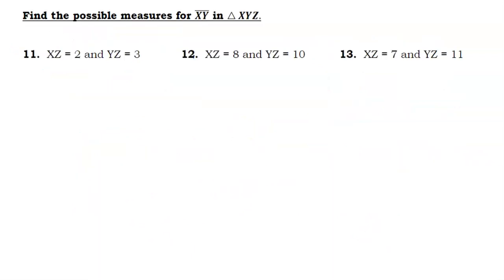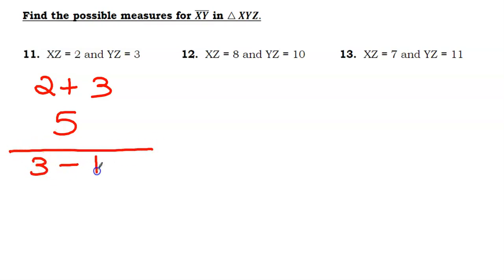All right, so find the possible measurements. So when you're finding the possible measurements, there's so many ways you could do this, okay? So instead of doing all the different ways, I'm just going to do one way. So if you add these together, so 2 plus 3 is going to be 5, okay? So when I add them together, your number has to be smaller than 5, okay? And then what you're going to do is subtract them. And then 3 minus 2 is going to be 1. So your possible measurements are between 1 and 5.